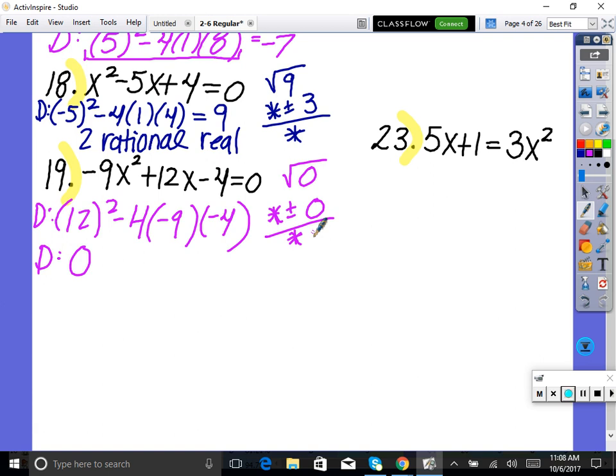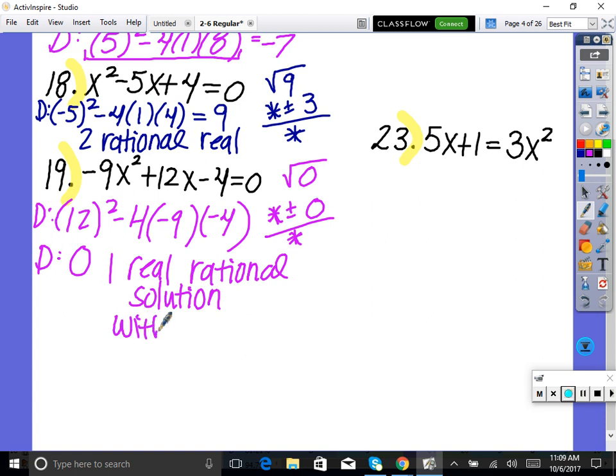Well, something plus 0 and something minus 0 is the same something, isn't it? So this would be 1 real rational solution. 1 real, and rational means it can be written as a fraction, and it would be. 1 real rational solution. And it would obviously have a multiplicity of 2. With multiplicity of 2. That's being way exact, but that's not a bad thing. Okay, a couple more.